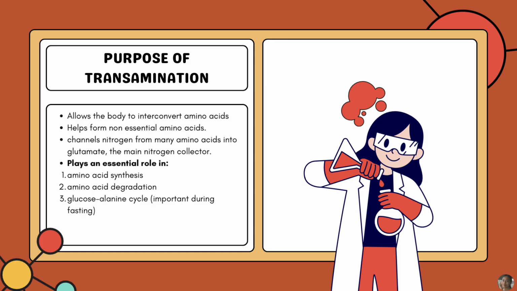If we look at the big picture or the overall importance, we could say that it is important in amino acid synthesis, building what we need and also breaking down what we don't need. This is a critical pathway that shuttles nitrogen safely from muscle to the liver, especially important during periods such as fasting.